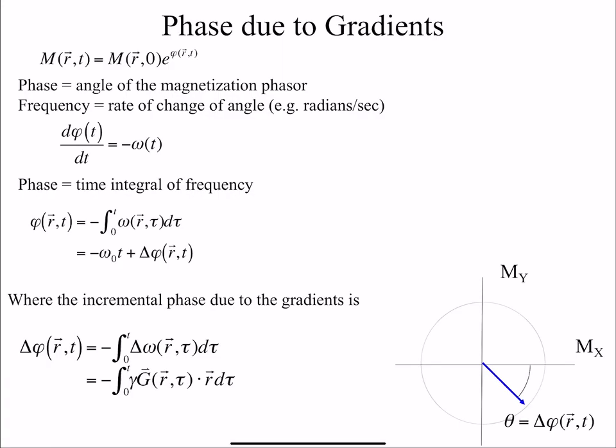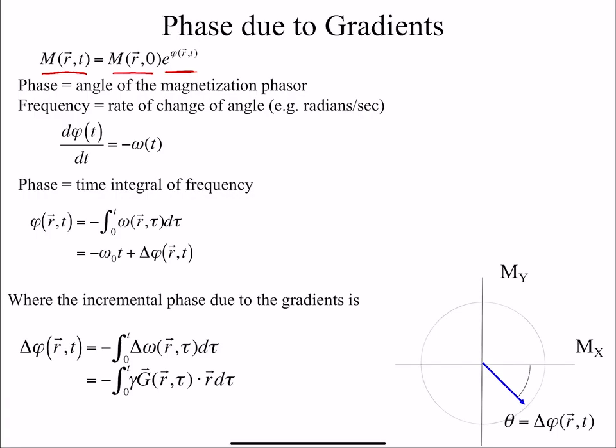We know that in general we can write the magnetization at any point in time as the magnetization at time 0 times some complex exponential, which is just its phase, and that phase is going to vary with both space and time.